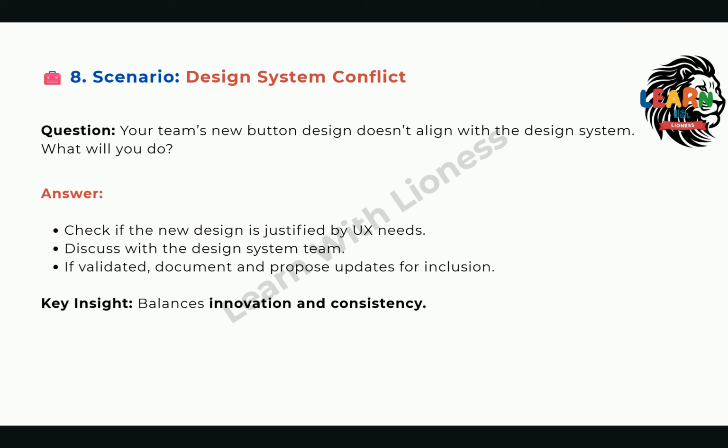Scenario 8. Design system conflict. Question: your team's new button design doesn't align with the design system. What will you do? Answer: check if the new design is justified by UX needs.